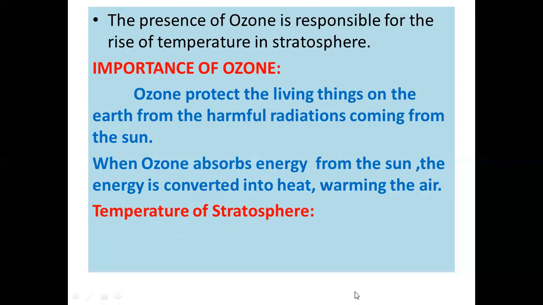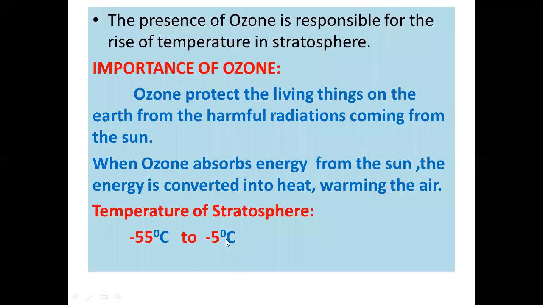What is the temperature range of the stratosphere? The temperature range of the stratosphere is minus 55 degrees centigrade, which I told you is the cooler lower layer, to minus 5 degrees centigrade, that is the upper layer. The temperature increases from minus 55 to minus 5. You know that in mathematics, the bigger negative value is actually smaller and the smaller one is bigger. So minus 5 degrees centigrade is greater than minus 55 degrees centigrade.